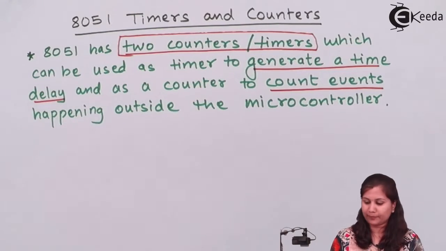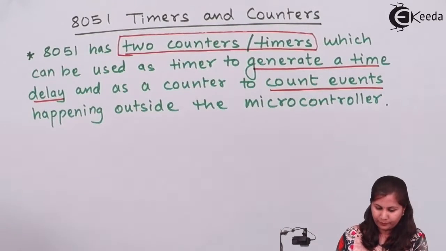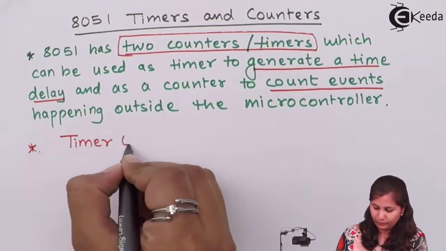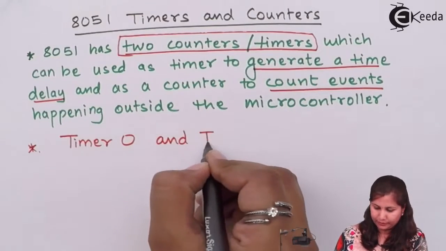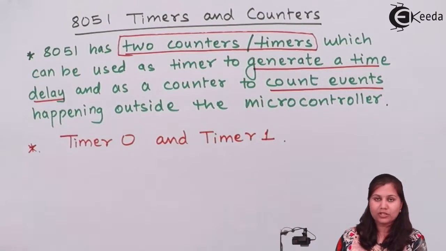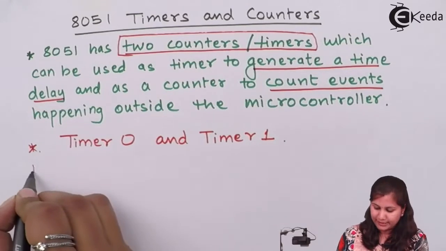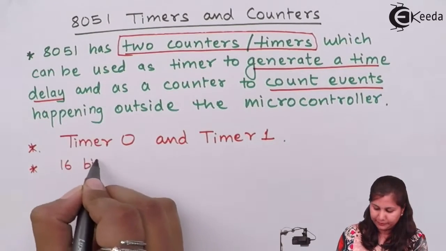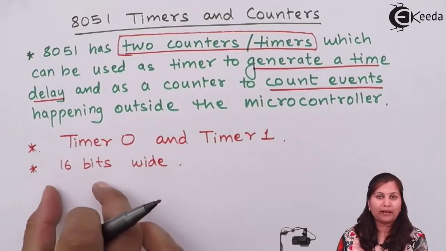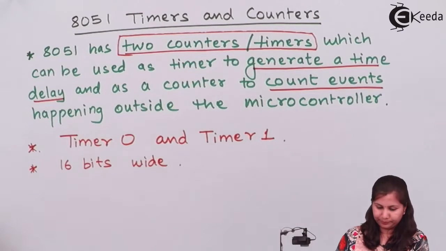So these timers or counters, they perform two operations, either to generate the time delay or to count the number of events. Now because it is having two counters and timers, so these two timers are timer 0 and timer 1, and they can be used either as the timer or the counter. Now these timers, they are 16 bits wide. Means timer 0 is also having 16 bits and timer 1 is also having 16 bits.